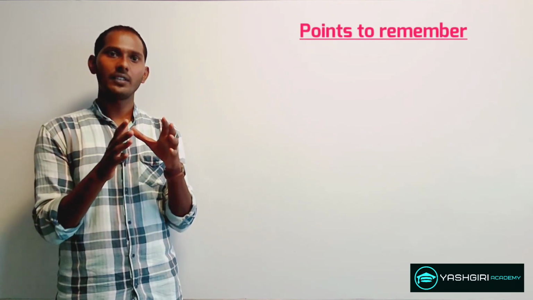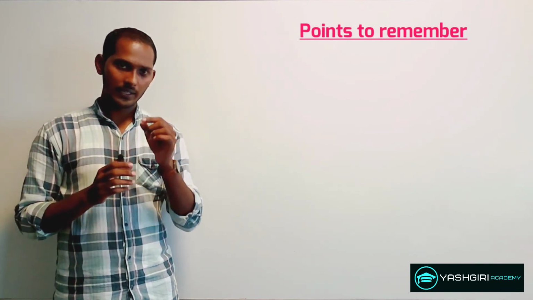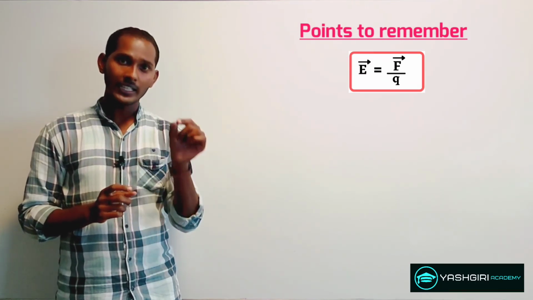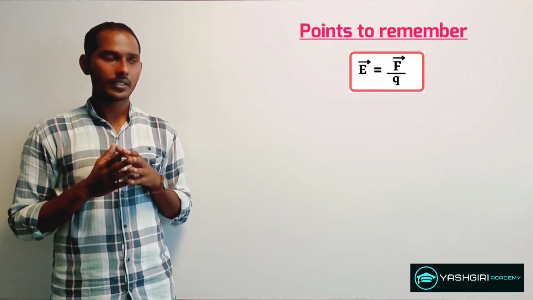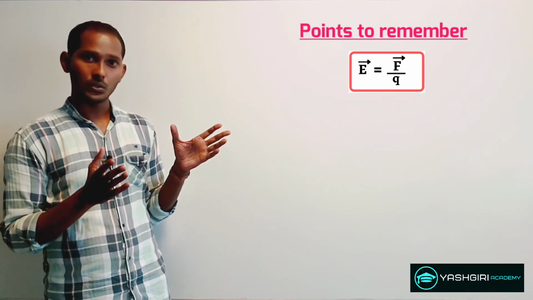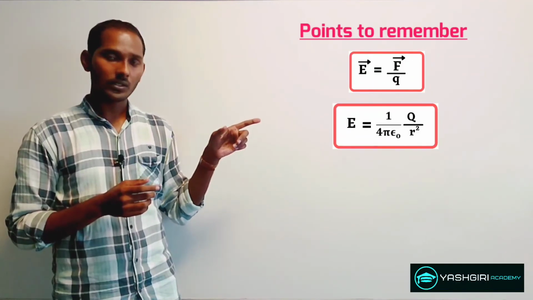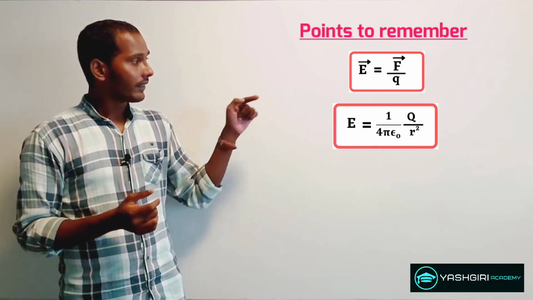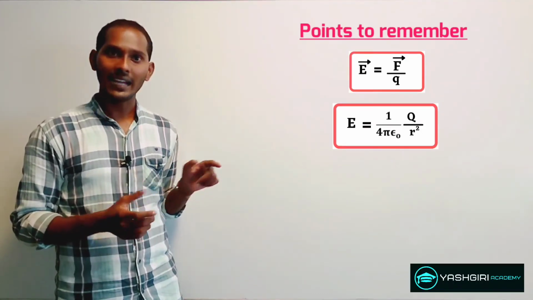Now what you take home today from this session is that the electric field at any point in space due to a charge configuration is the force experienced by a unit positive test charge placed at any point in that space divided by the magnitude of its charge. And we have an equation to calculate the electric field, which is equal to 1 upon 4 pi epsilon naught times the charge which is producing the electric field in its surrounding divided by the square of the distance at which we are going to measure the strength of the electric field.